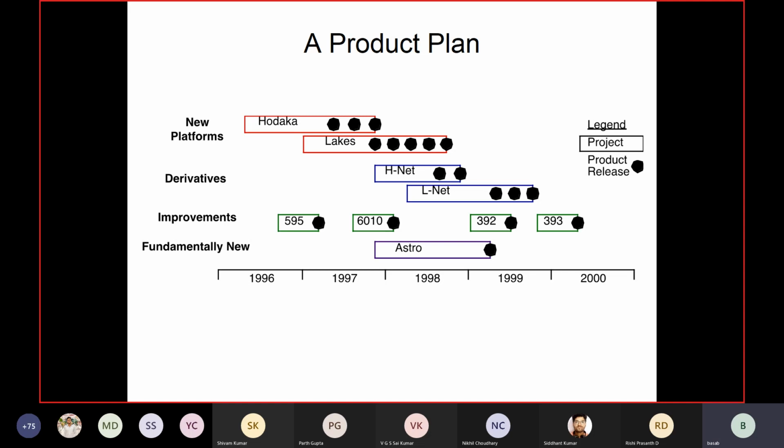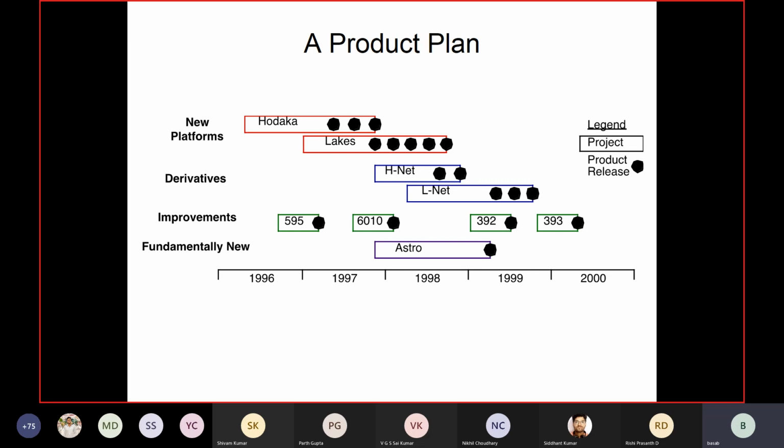their ideas into certain different types of product portfolio. One, new platform, derivatives, improvements, and fundamentally new. Now, what are new product platforms? This calls for major development effort. And what is the outcome of this? A totally new family of products based on a totally new platform. Okay. Now, the new product family will definitely address familiar markets and product categories.